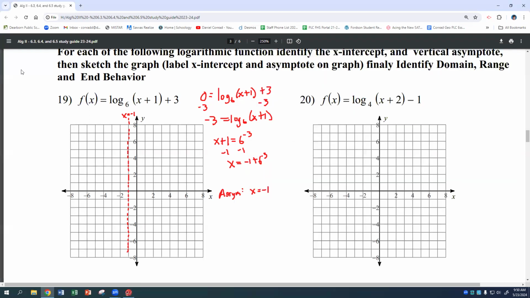So x equals -0.995, which is very, very close. It's like right here, right? Very, very close to the asymptote. And then that's step 2. So step 1, asymptote. Step 2, x-intercept. Step 3 is find any other point.